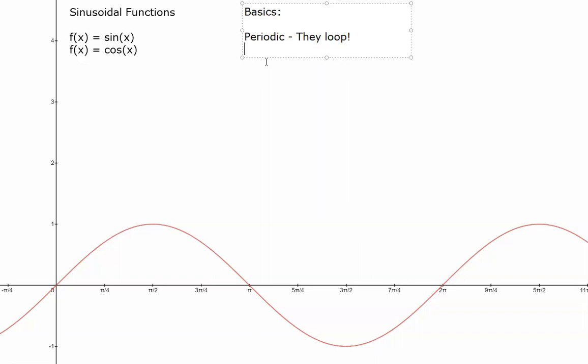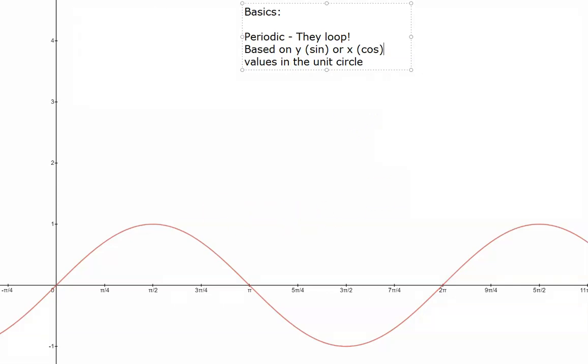The second thing about these graphs is that they are based on the y or x values in the unit circle. So remember, based on whether you're talking about the y, sine, or x, cosine, you are basically talking about the output that is in the circle. So if you need to go back and review a bit more about the circle, that is something you can do, but I'm going to show it really quick here.